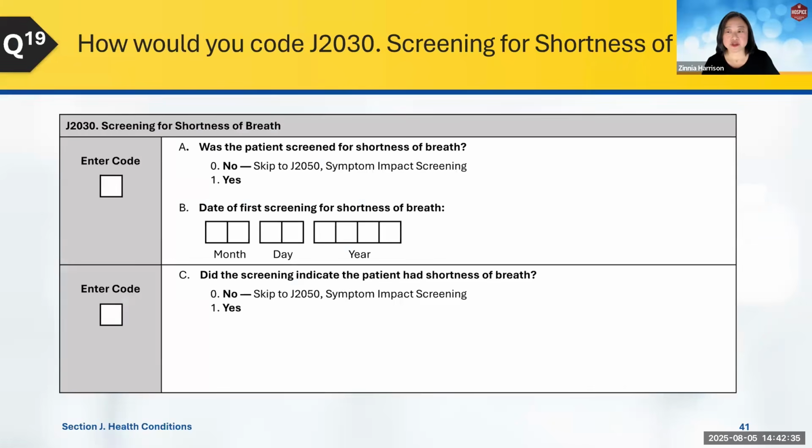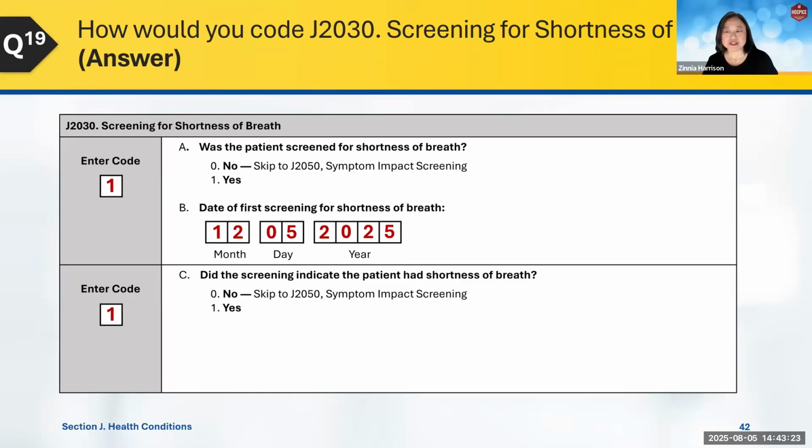How would you code screening for shortness of breath? Was the patient screened for shortness of breath? If so, what was the date of that first screening? And did the screening indicate the patient had shortness of breath? Okay, so during the admission assessment on December 5th, the nurse observed Mr. W to be anxious and short of breath.